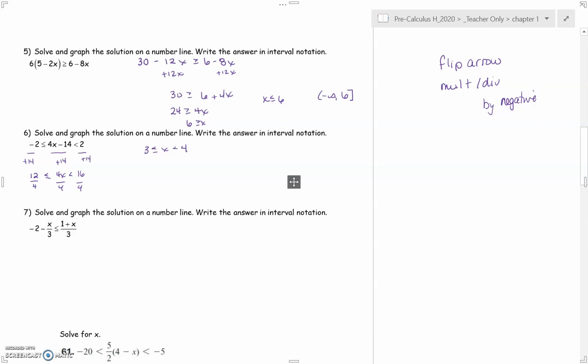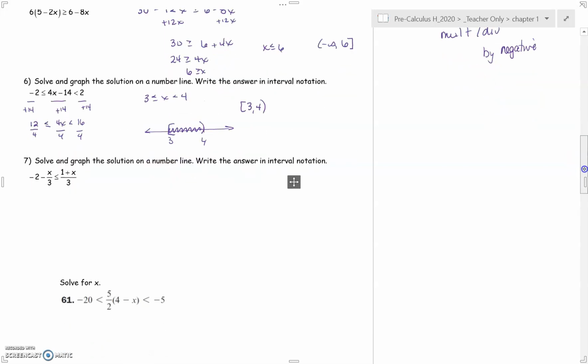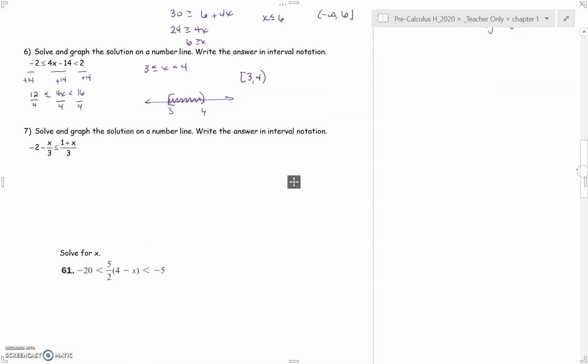So go ahead and pause the video and see if you can graph that solution on a number line and write the answer in interval notation. Okay, great job, everybody. Let's go ahead and try the last of these 3 problems here, number 7. So notice it says solve and graph the solution. So the problem is you have a denominator of 3. So think about something you can multiply each term by to eliminate the denominator.